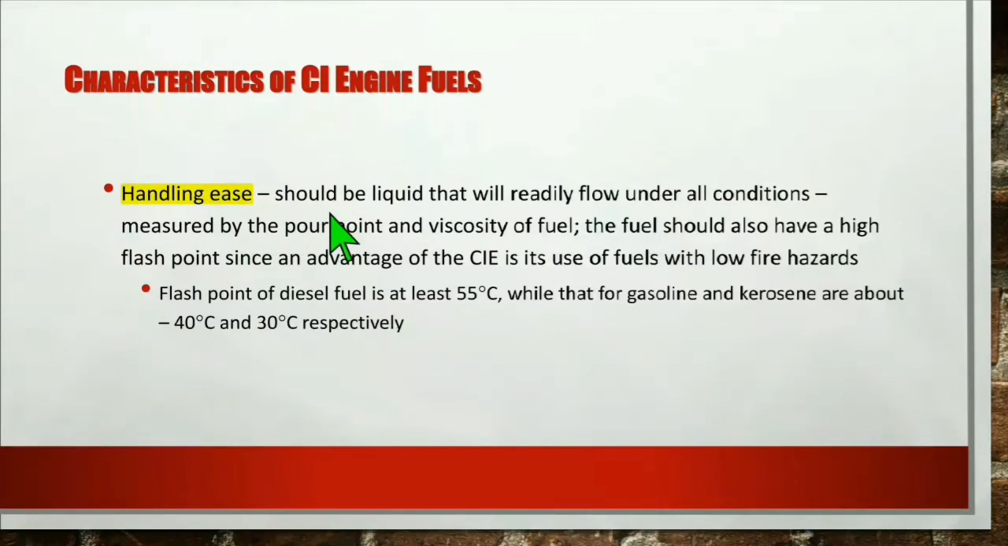Handling. It should be a liquid that will readily flow under all conditions, measured by the pour point and viscosity of fuel. The fuel should also have a high flash point, since an advantage of the CI engine is its use of fuels with low fire hazards. Flash point of diesel fuel is at least 35 degrees Celsius, while that for gasoline and kerosene are about minus 40 degrees Celsius and 30 degrees Celsius respectively.